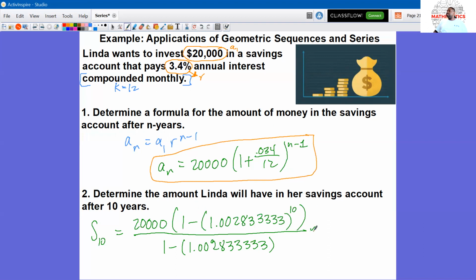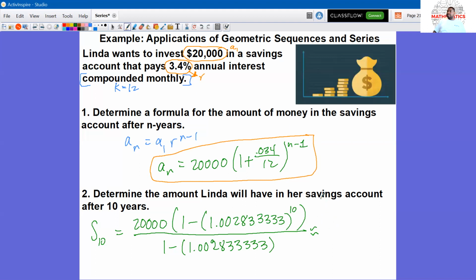So it says after 10 years, you should have over $200,000. A lot of money. So let's think about this carefully. After 10 years, okay, she's gonna have that amount of money in 10 years if she saves up that amount of money.